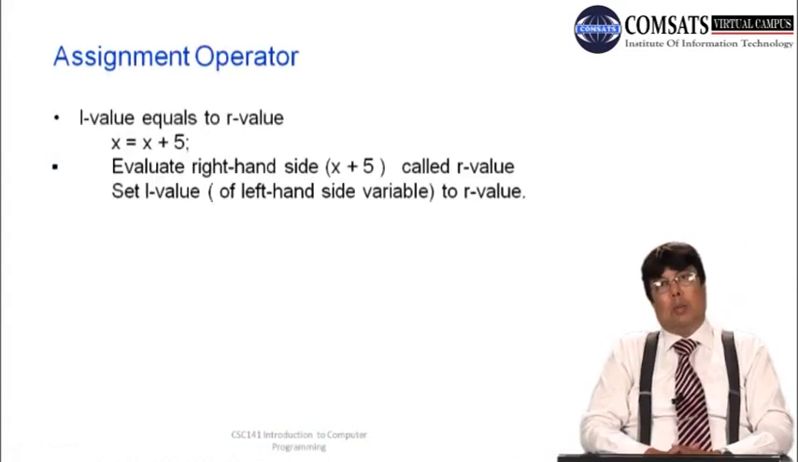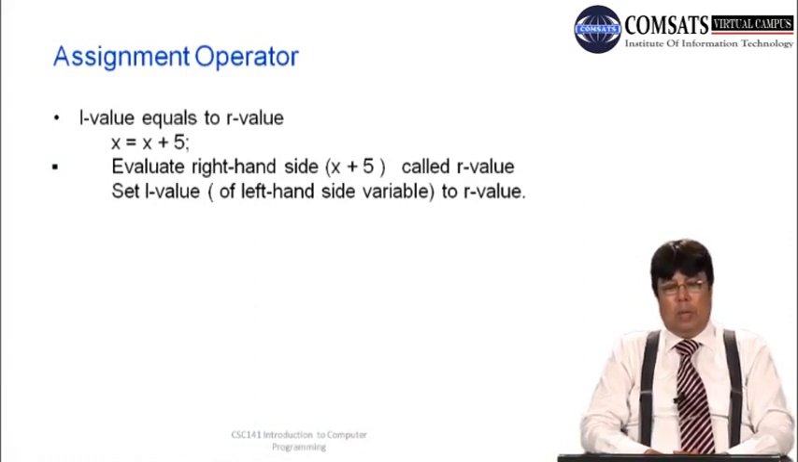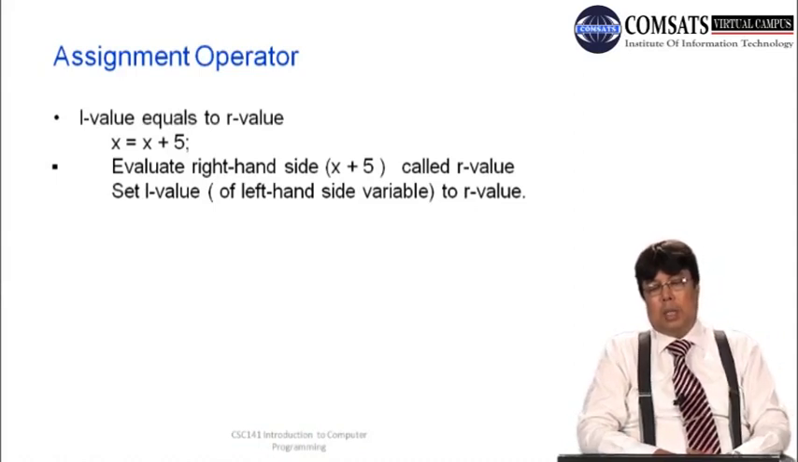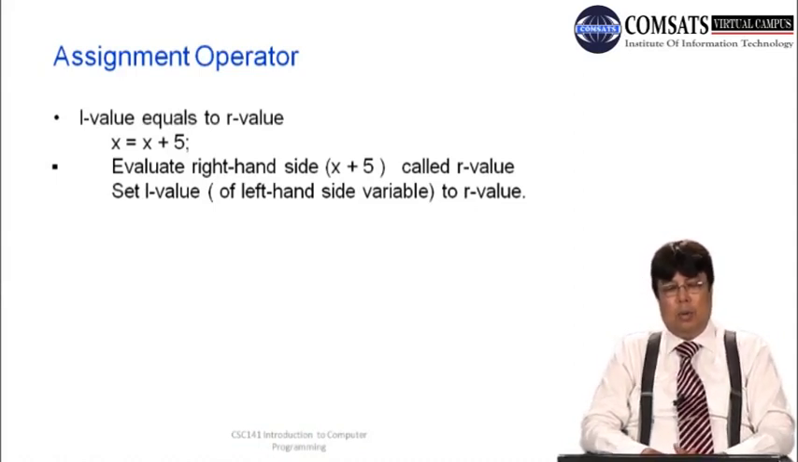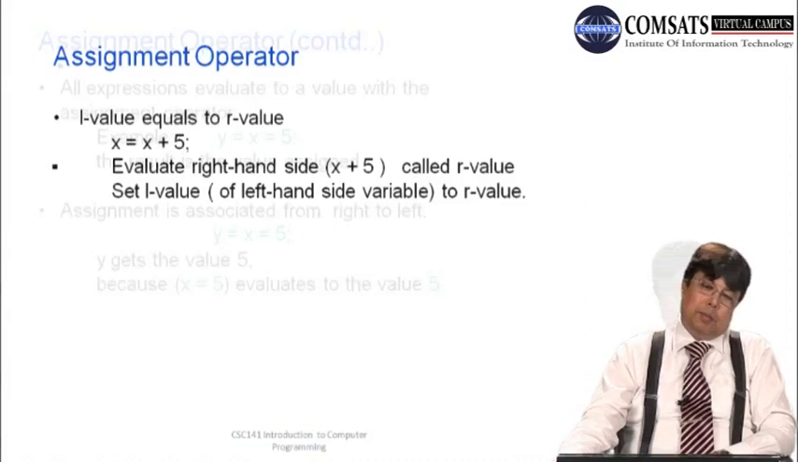Coming back to our assignment operator, याद है? We have used L value which is equal to r value. So it evaluates right hand side x plus 5 called r value, which is set equal to L value. So the left hand side is the variable which is equal to right hand side. Yeah, right hand side data is assigned to the left hand side. So इसकी associativity क्या हुई? From right to left. Do you remember?